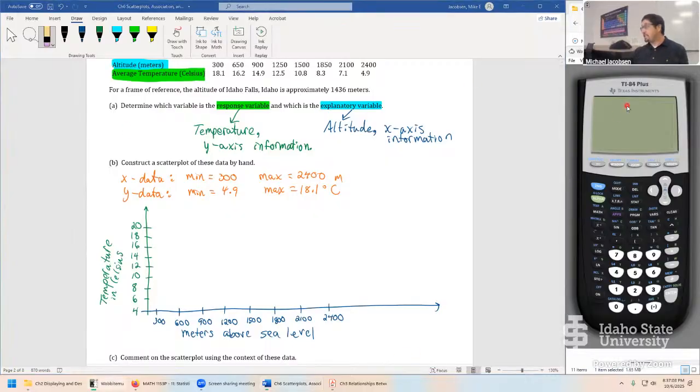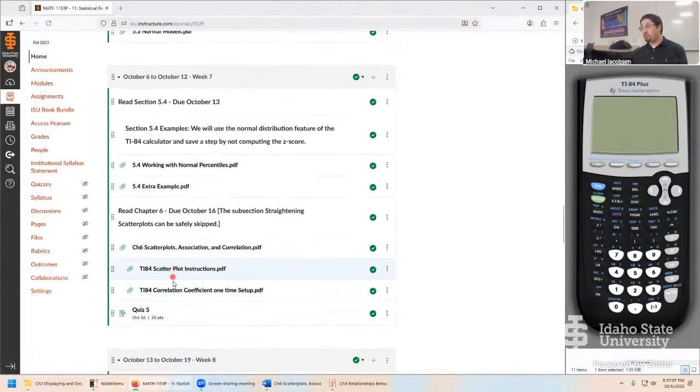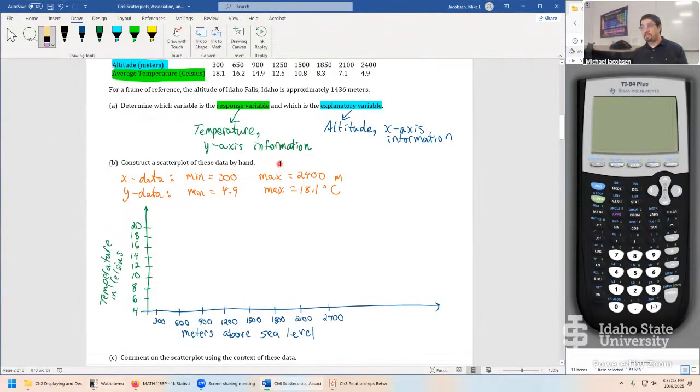Next class, we're also going to use a calculator a lot. And that's what these two documents down below here are. One of them is a one-time setup. The other one is kind of tricky instructions for getting the scatter plot to go. So make sure you have your calculator next time. I think it's one of those things that are tricky once, but once everything is set up, that's going to be kind of like calculating averages and standard deviations and quartiles. It's just tricky to set up the very first time.